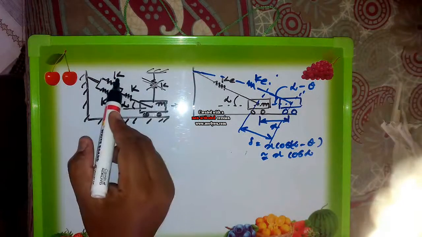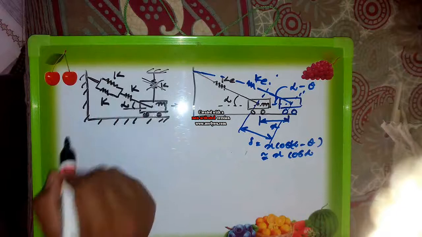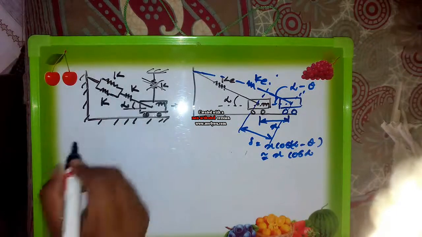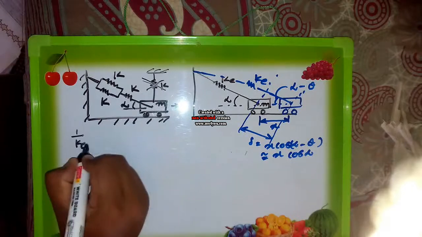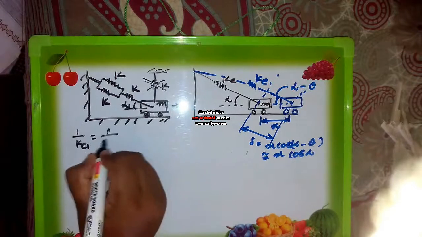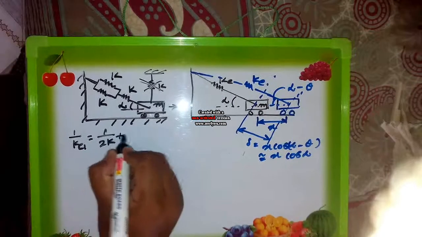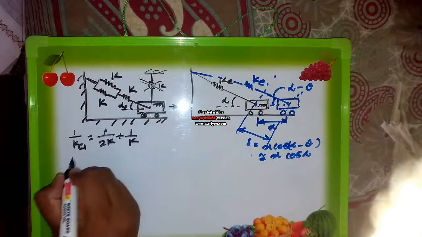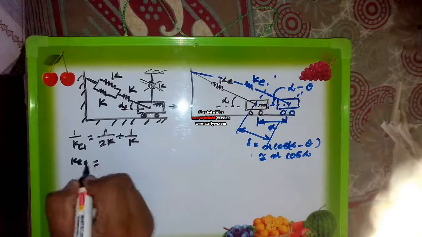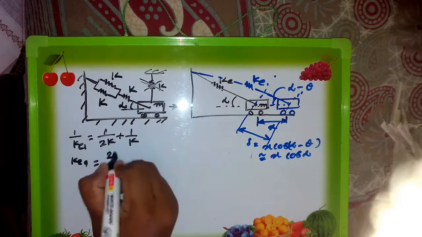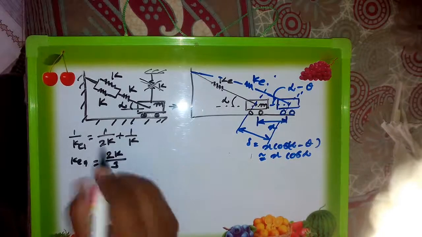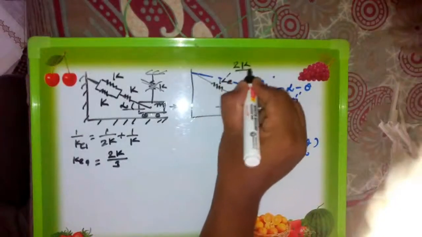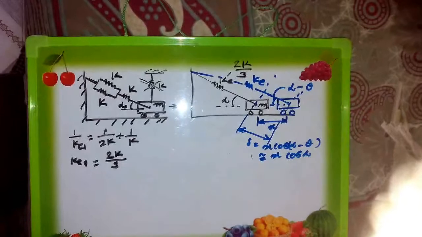Now see, the spring K and K are in parallel. It means that this is a 2K and this spring K are in series. It means that 1 upon K equivalent is equal to 1 upon 2K plus 1 upon K, like this. Okay, so finally K equivalent comes out to be 2K divided by 3. So this is the value of K equivalent as 2K divided by 3 finally.